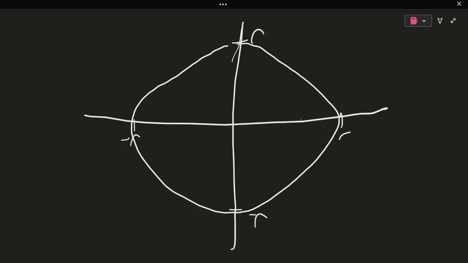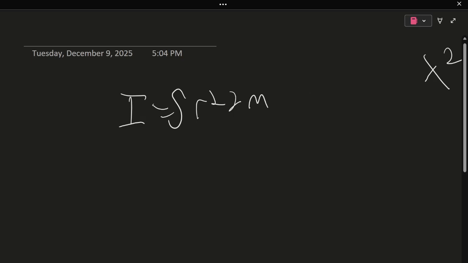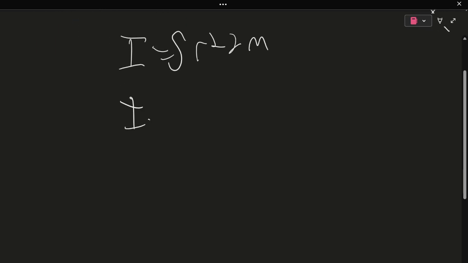And we're going to be finding this moment of inertia about the origin, which is a perpendicular axis that runs through our region. But we're going to actually find the moment of inertia about the origin using our equation. The moment of inertia about the origin is equal to the moment of inertia about the x-axis plus the moment of inertia about the y-axis.